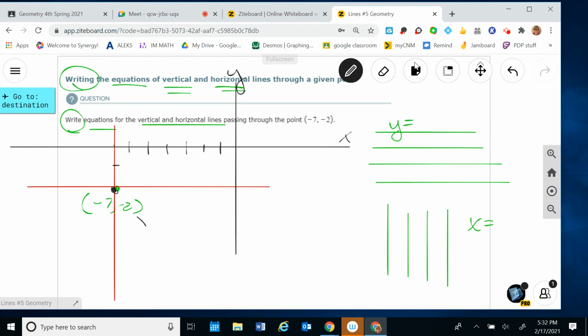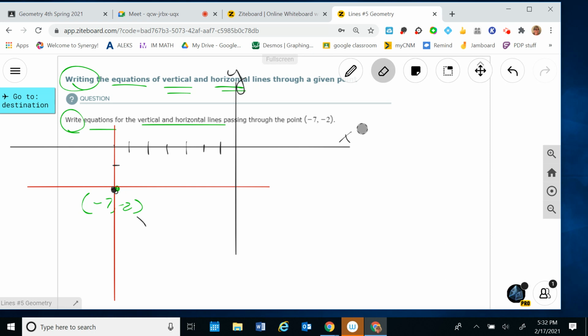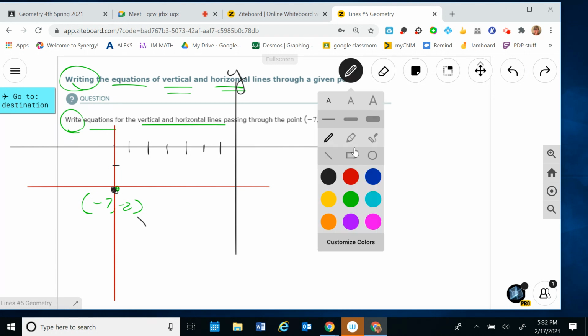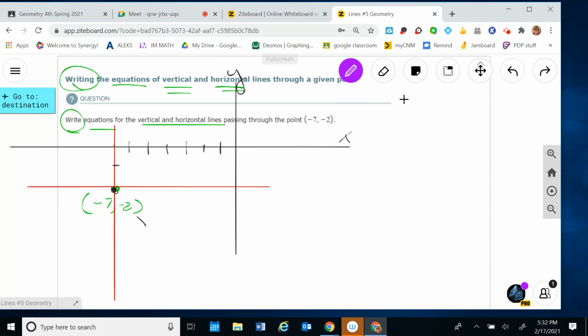I'm going to give you a very cool trick. And please, please, please take note of this trick. It's actually one of the best things I could give you. Okay, here's the trick. Name 3 points on the line. If you're stuck with a vertical or horizontal line and you can't remember whether it's x equals or y equals, just name 3 points on the line, any 3.